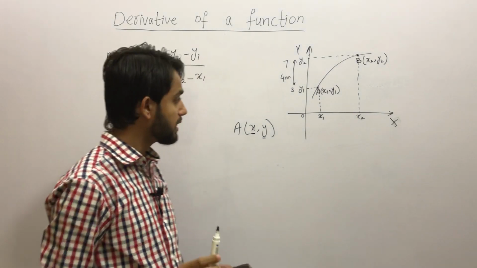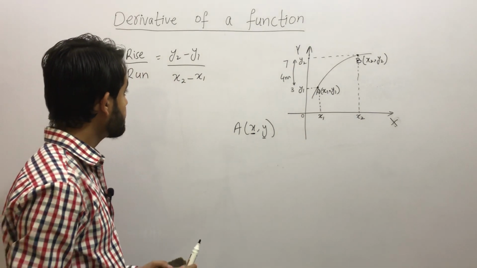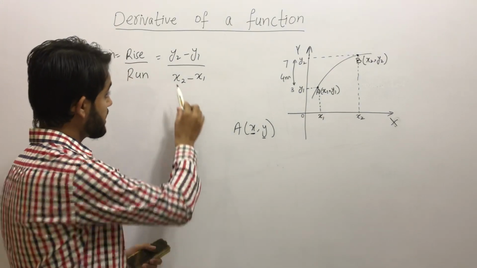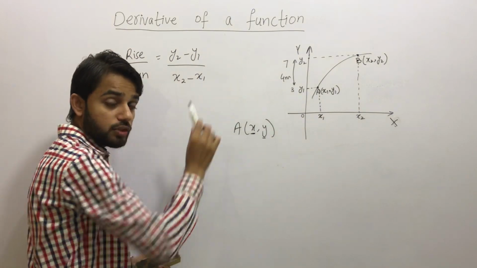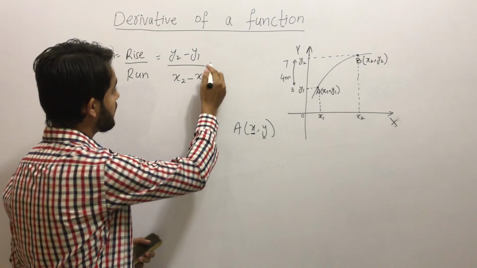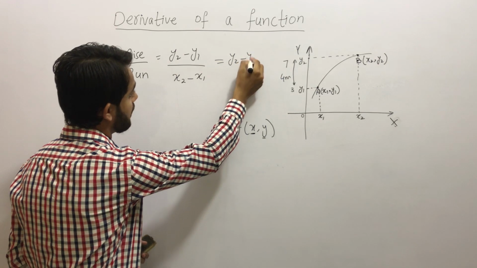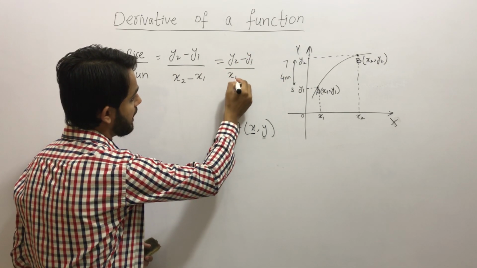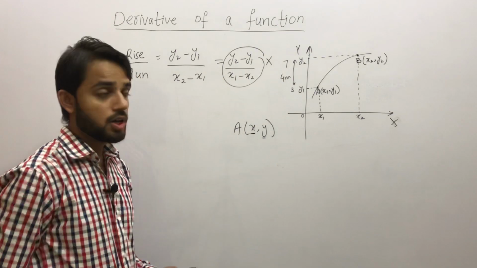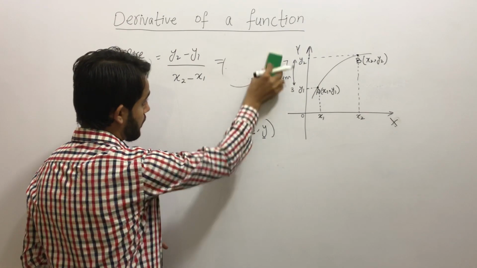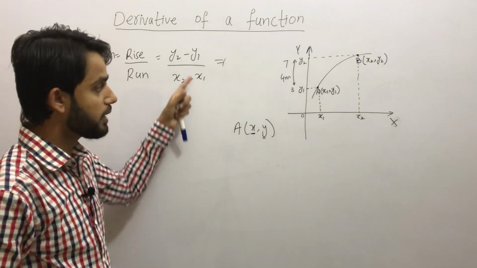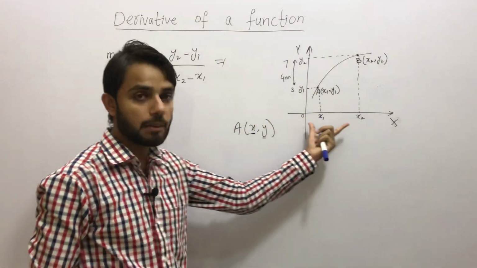One thing I would really like to highlight is that you have to be careful about the index notation. If you are taking y2 minus y1, then you have to make sure that you write x2 minus x1. It would not be right to take y2 minus y1 and write x1 minus x2. That would be completely wrong. Now I hope you understand how the slope is y2 minus y1 over x2 minus x1. I have explained it with the help of a graph.